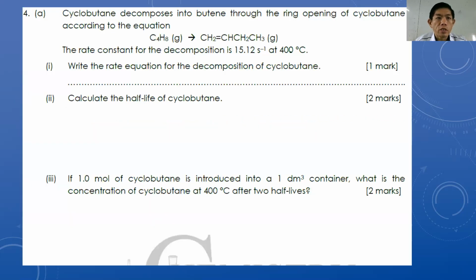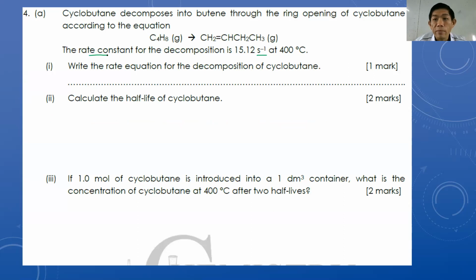Immediately we move on to question number 4. Cyclobutane decomposes into butene through the ring opening of cyclobutane according to the equation C4H8 gives CH2=CHCH2CH3. The rate constant for the decomposition is 15.12 second minus 1. You must be very alert to the units of the rate constant here. The unit of the rate constant here is second minus 1.